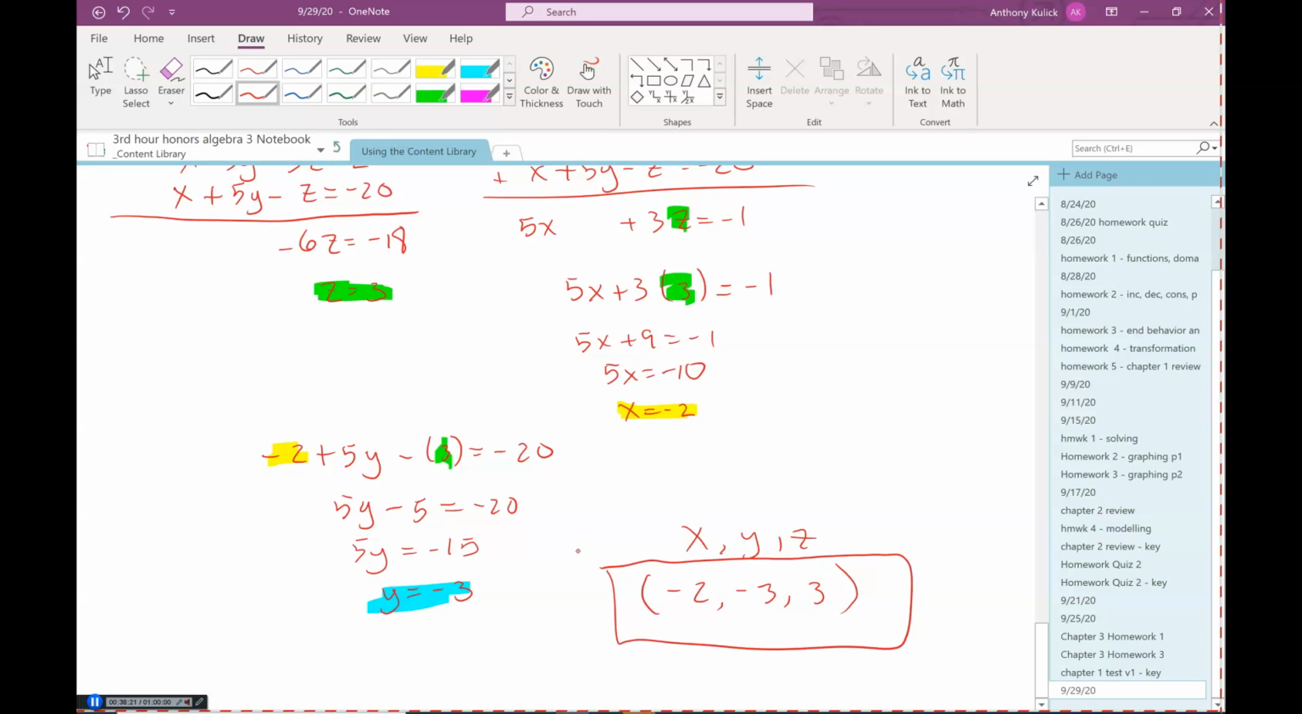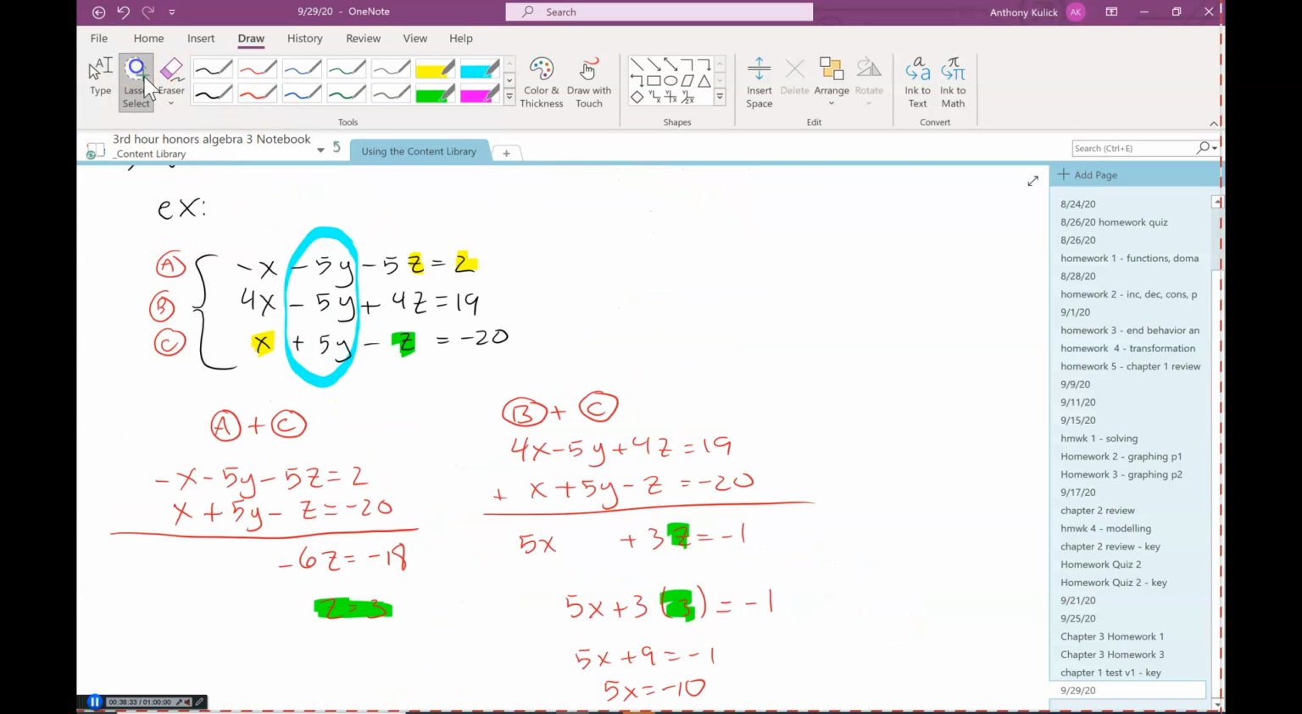Let's solve the same one using substitution to see what the difference is. And then you guys can, after that, we can make a decision about what we think is going to be the best thing to do.